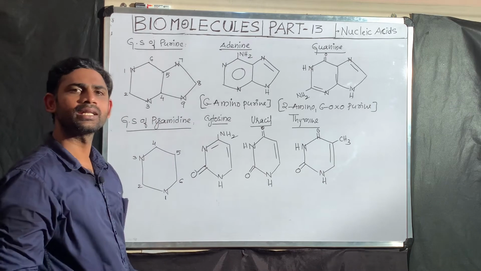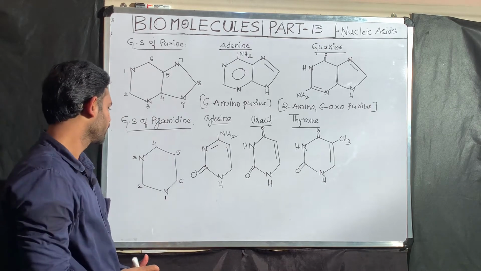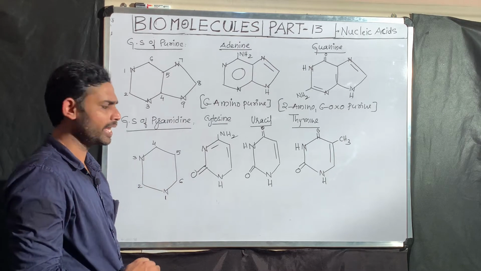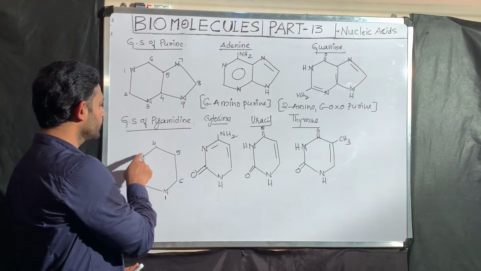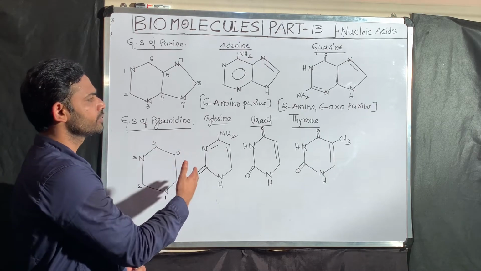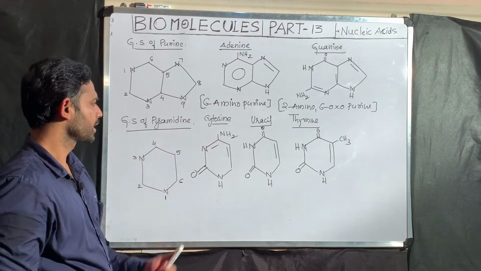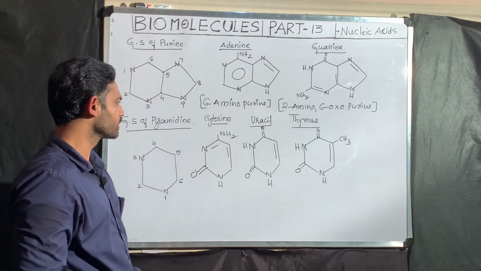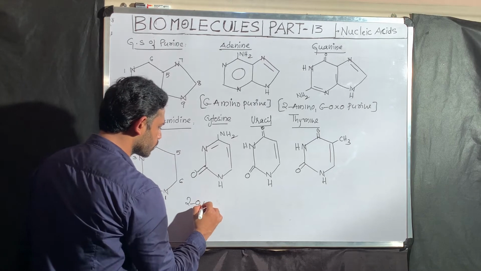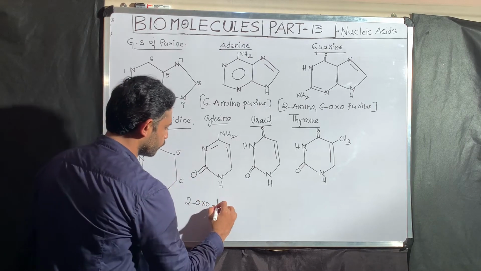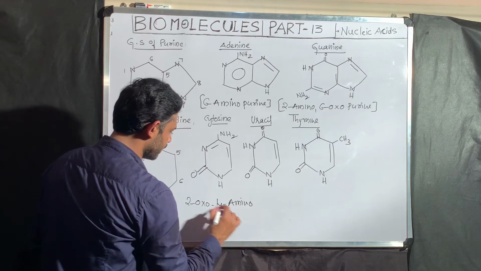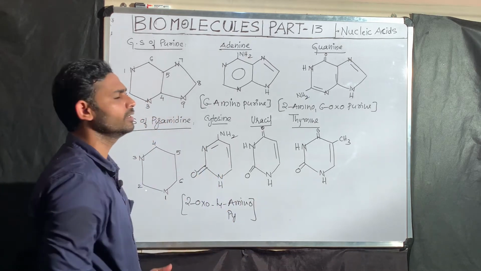Come to the general structure of pyrimidine. If you observe this one, this pyrimidine is a single membered ring. Okay? Numbering 1, 2, 3, 4, 5, 6. These pyrimidines include three types: cytosine, uracil and thymine. Now, the chemical name of cytosine, see this one. This is the second position, 2-oxo. This is the fourth, 4-amino. That is a pyrimidine. That is the chemical name of the cytosine.